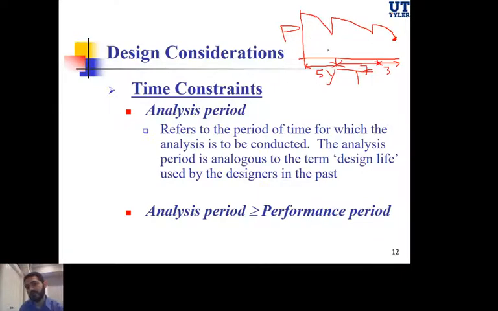The first 5 years, this is the first performance period. So this is here, we call this performance period 1. And then we did a 2-inch overlay and we had a 7-year performance. So this is performance period 2. And then we have a seal coat that lasted for 3 years. And this here we call it performance period 3.